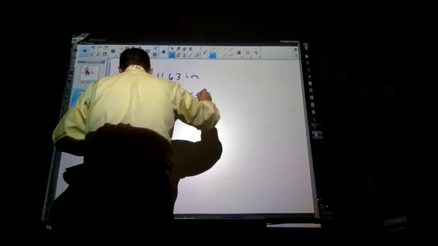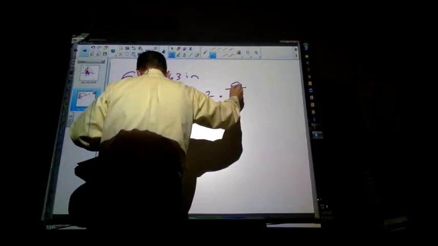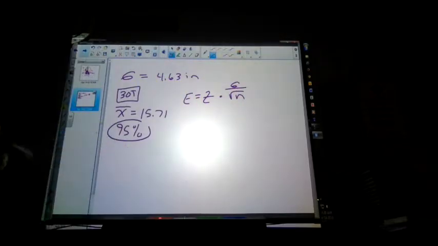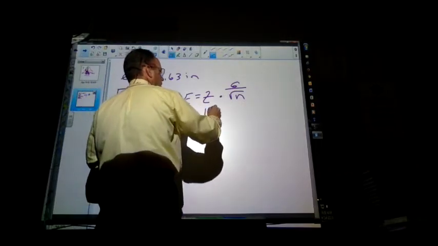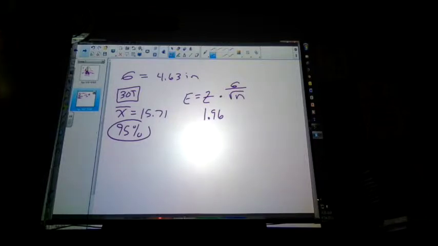So you have E is equal to Z times that. Okay? So that's the equation we're going to go to for this problem. They want us to find a 95% confidence. So what number do we use for 95% confidence? 1.96. Because it's 95% confident, that means I'm going to use 1.96. That's our z-score. Remember, our z-score is like our standard deviation.